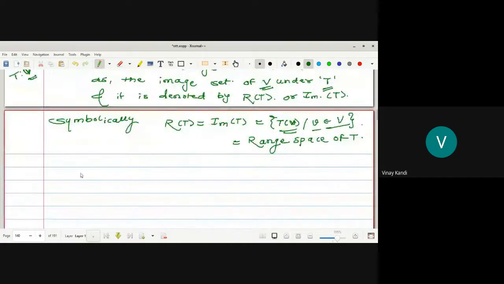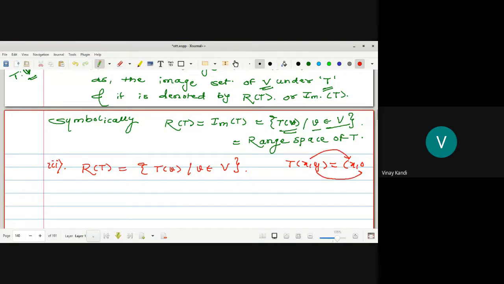Okay, third one. What is the third one? Range space of T, that is R of T. By the definition of R of T, we have T of v, where v belongs to capital V. And T of (x, y) is given by x is transformed to x as it is, and y is transformed to 0. So, in the question, it is given that T of (x, y) is equal to (x, 0). Now find the range space of T.